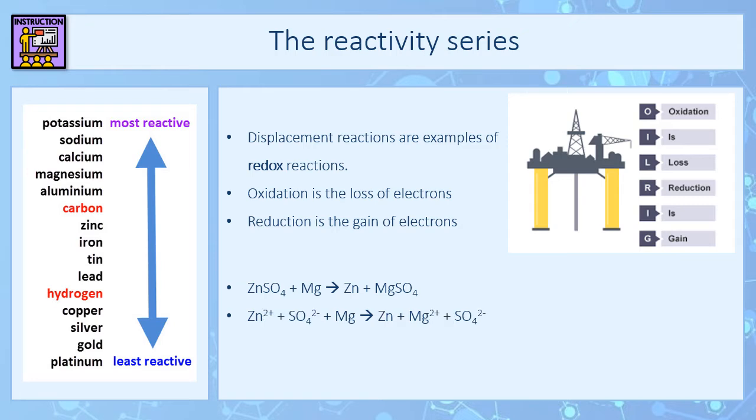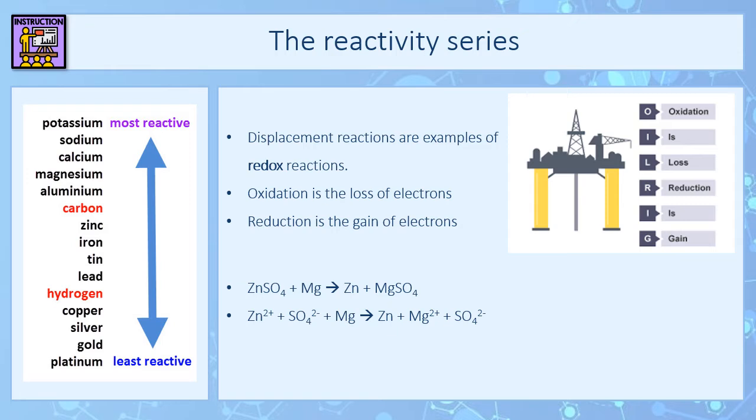What I've done here is written out an ionic equation, and the ionic equation is showing me the different ions that are taking part in this reaction. If we focus just on the reactants for now, the zinc sulfate and the magnesium on the left-hand side of the arrow, the zinc and the sulfate in zinc sulfate are both ions because zinc sulfate is an ionic substance. So I've got zinc ions with a charge of 2+ and sulfate ions with a charge of 2-. I've also got magnesium as one of my reactants, but that's just a metal, it's not an ionic compound.